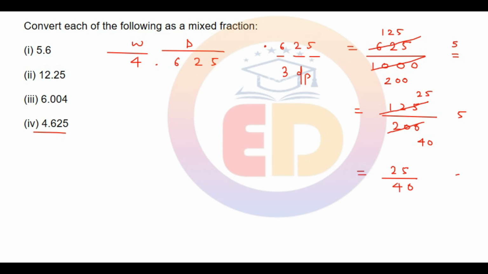Both of them are divisible by 5. Let's divide by 5. 5 5s are 25. 5 8s are 40. So finally my fraction becomes 5 upon 8. The decimal number 0.625 becomes 5 upon 8. Final value, let us put them together. In place of whole number, write down 4. In place of decimal part, write down the fractional value, which is 5 upon 8. My answer becomes 4 whole 5 upon 8.